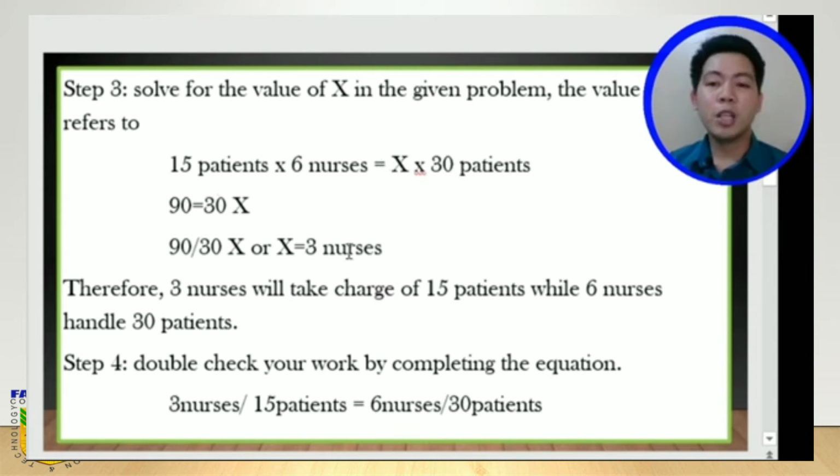Ganun ulit, divide mo by 30 both side of the equation para matira na lang si x dun sa right side. So, you have 90 over 30 equals, dapat may equal dito, x. Because x is equal to 3 nurses. So, therefore, 3 nurses will take charge of 15 patients while 6 nurses handle 30 patients. So, double check mo ulit. 15 times 6, kasi cross multiply, we have 90, then 30 times 3, 90 ulit. So, tama. So, either way, kung mag-ratio ka man or mag-fraction, pareho ang makukuha mong value.